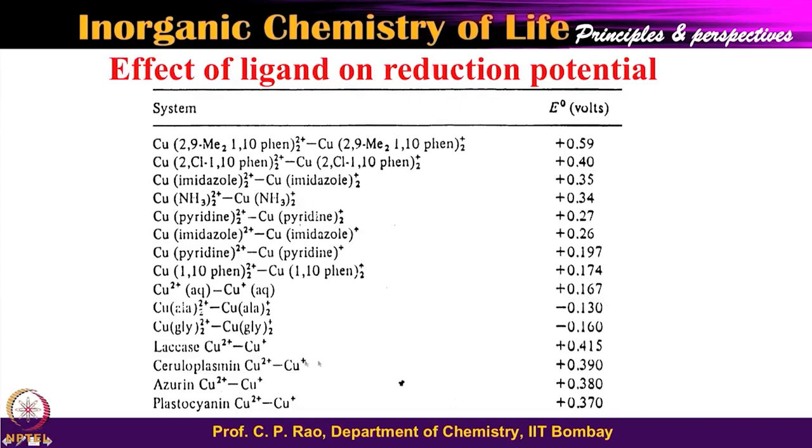Now, you look at the proteins: laccase plus 0.4, ceruloplasmin plus 0.39. So, these are all roughly very similar. What does it mean? Basically, in these proteins, a lot of nitrogen or imidazole binding is involved. Therefore, their redox potentials are very similar to those of these particular derivatives.